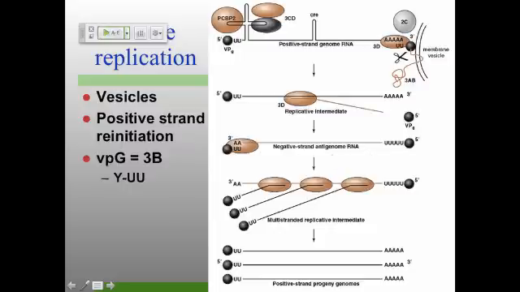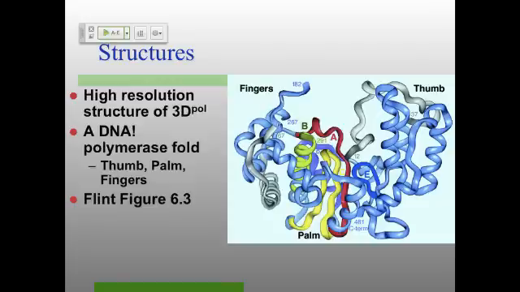Yes, no, maybe? Okay, what does this? Again, it's 3D. It's a DNA polymerase like fold. So basically, it needs a primer. It needs a template. Primer here is provided by VPG, and the template is just your genome.